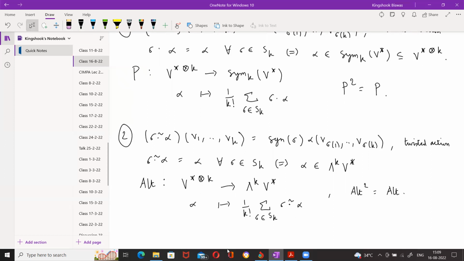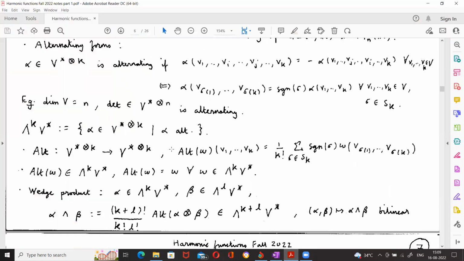Yeah, so if I start with an alternating tensor, I'll just get back the same alternating tensor, right? Okay. So this gives us a way to construct alternating tensors. And this leads to what's called the wedge product between alternating tensors, which is defined as follows.